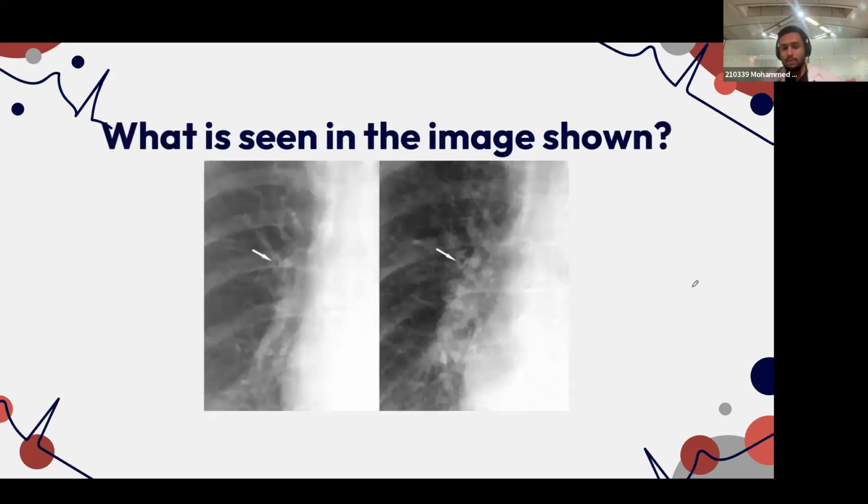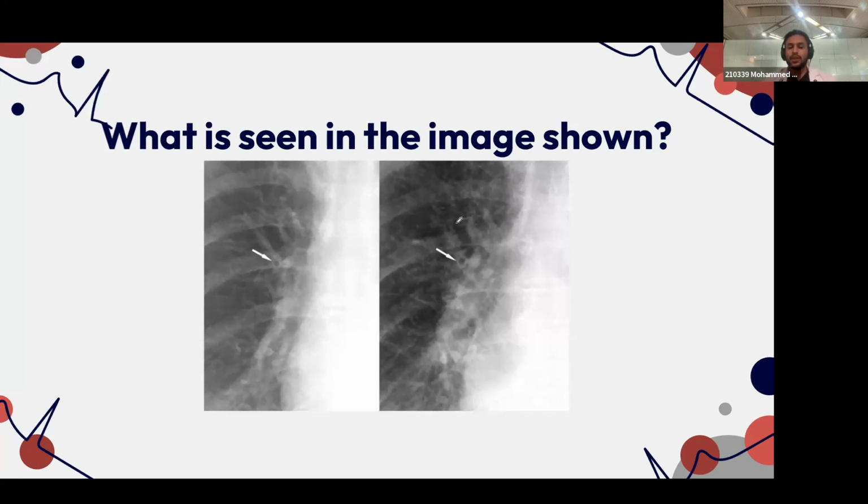So now, can someone tell me what is in this image specifically? What is seen, what is the sign, and what is the disease? Okay, this is chronic bronchitis. This is not bronchiectasis. Okay, let's talk about what is chronic bronchitis. It's going to be in the bronchi or the bronchioles. So it's going to be in the little bigger airways. So that's number one. Number two is it causes increased thickness of the walls.